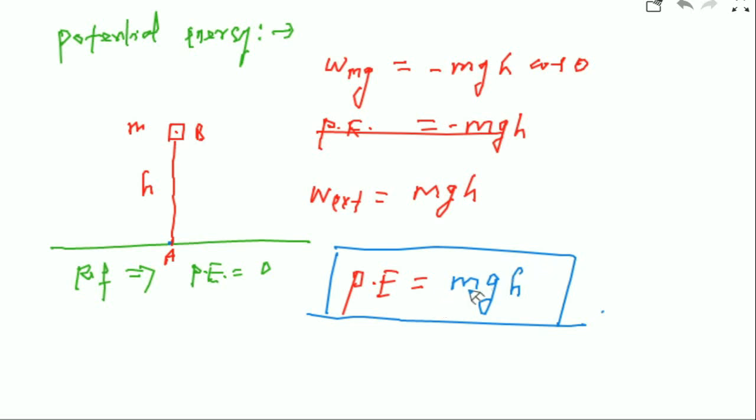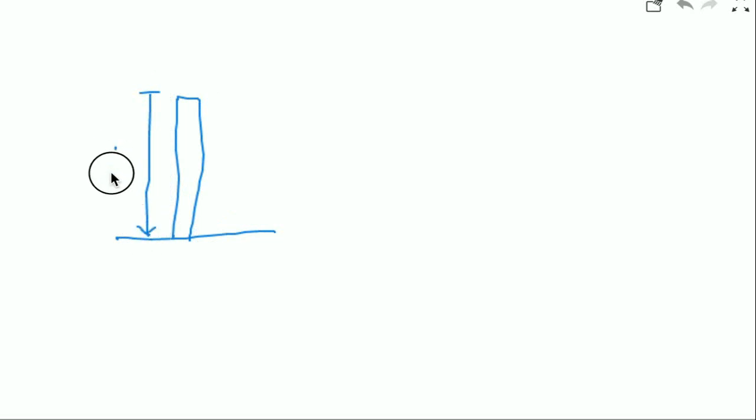The mass is a point mass, g is the acceleration due to gravity, and h is the height from the zero level. Let's find out the potential energy of a rod. One rod is kept on the ground, and the length L is given. Find the potential energy of this rod. Here mass is distributed everywhere, so you cannot go directly for mgh, because the mass is everywhere. This is called variable mass.